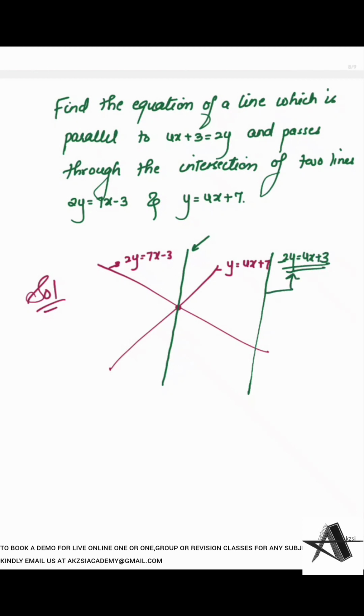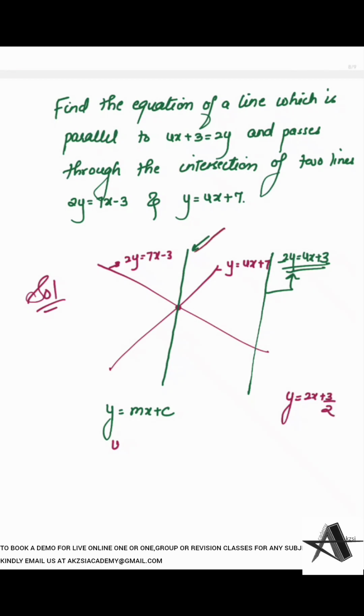So this line is passing through the intersection of these two, as well as being parallel to 2y equals 4x plus 3. First we have to write y equals mx plus c, and I can write the gradient. I need to rearrange this one to get the gradient. So divide both sides by 2. I'll get y equals 2x plus 3 over 2. That means the gradient is 2.